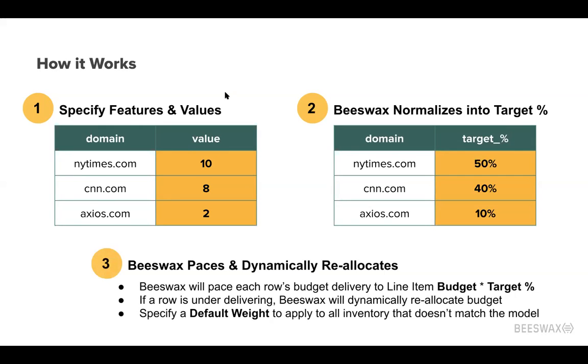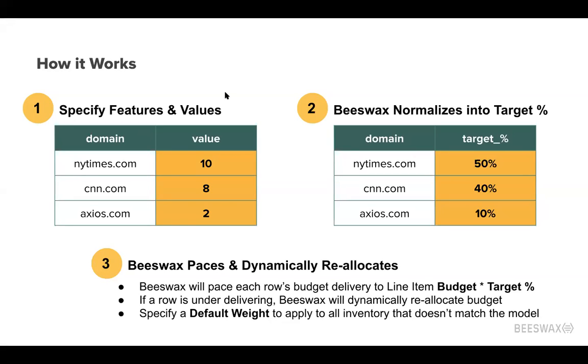The third step is we will pace towards that target budget, and again, dynamically reallocate budget. So think of each row as we will take that target percent and multiply it by the line item budget. That'll give us a target budget. And we'll try to pace towards that target budget for that row. And if we're under delivering, we'll dynamically reallocate that budget to other rows, and that'll continue over time until we sort of reach the optimal mix, right? We'll do our best to hit the target, and if we can't, we'll go to the other rows.